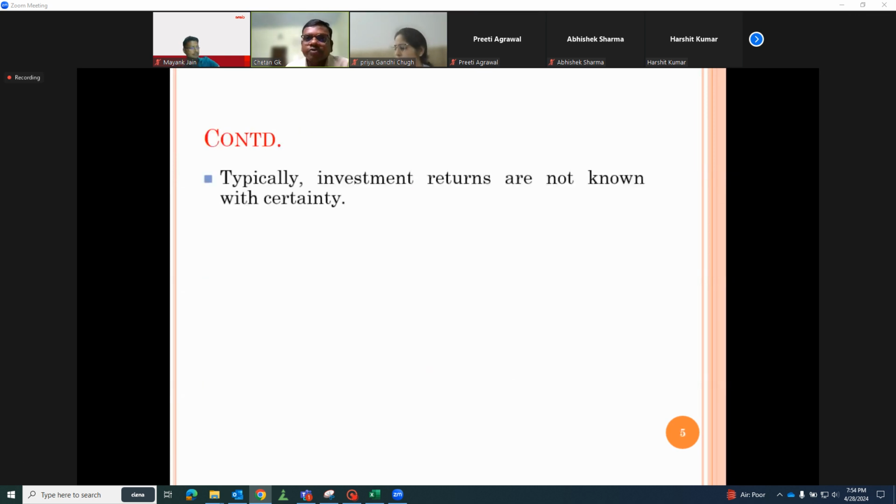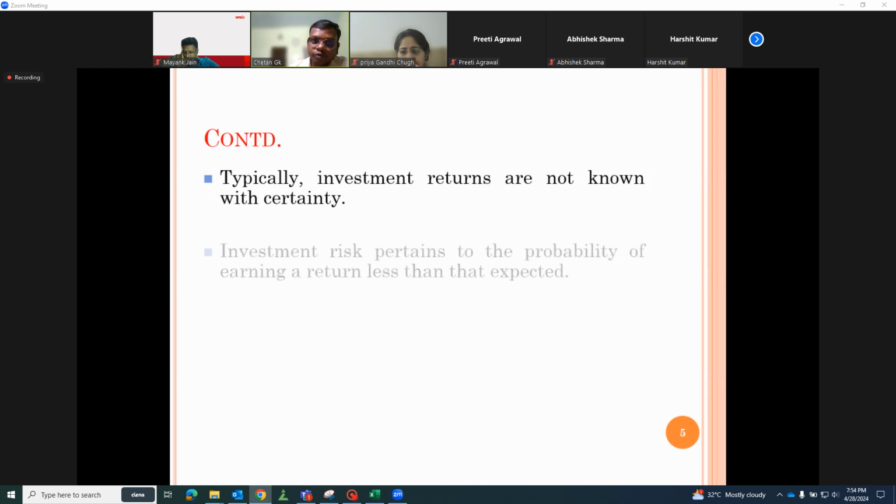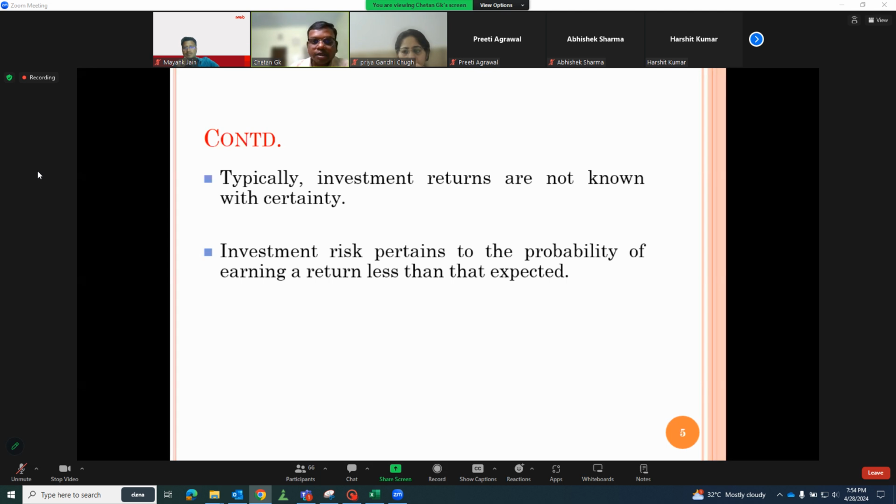So typically investment returns are not known with certainty, right? With respect to bonds, we can say that returns are actually certain, because these are fixed income bearing securities. But when it comes to stock, we may not know what return this particular stock will be generating in the next few years or so. Investment risk pertains to the probability of earning a return less than that expected.